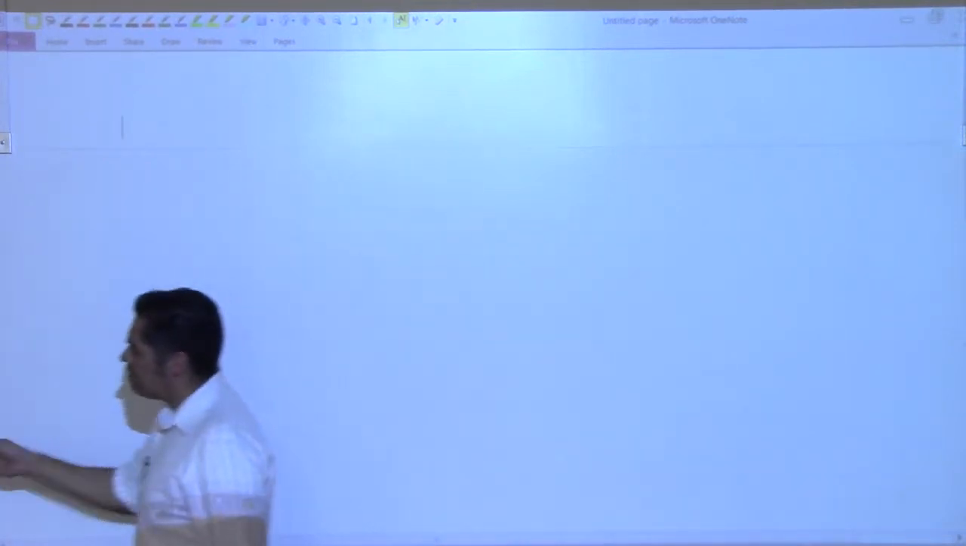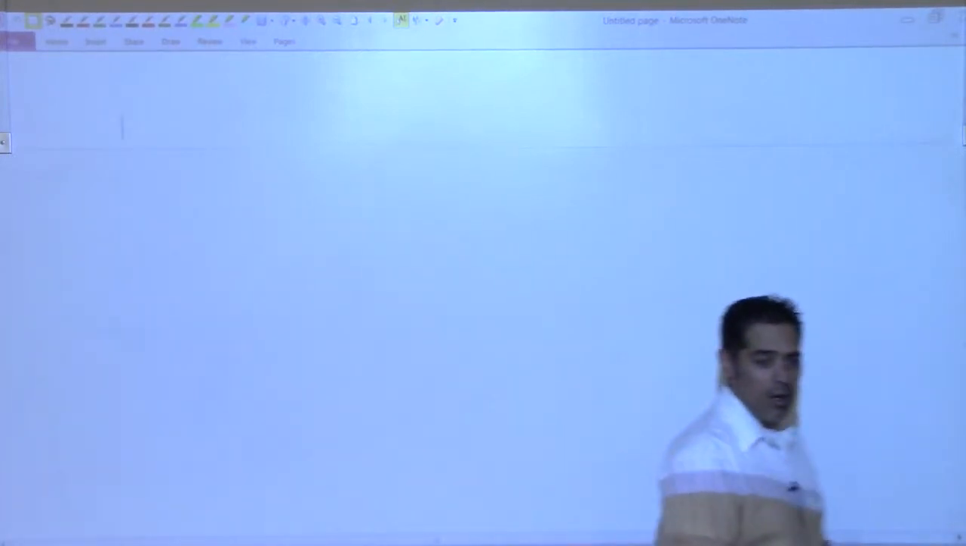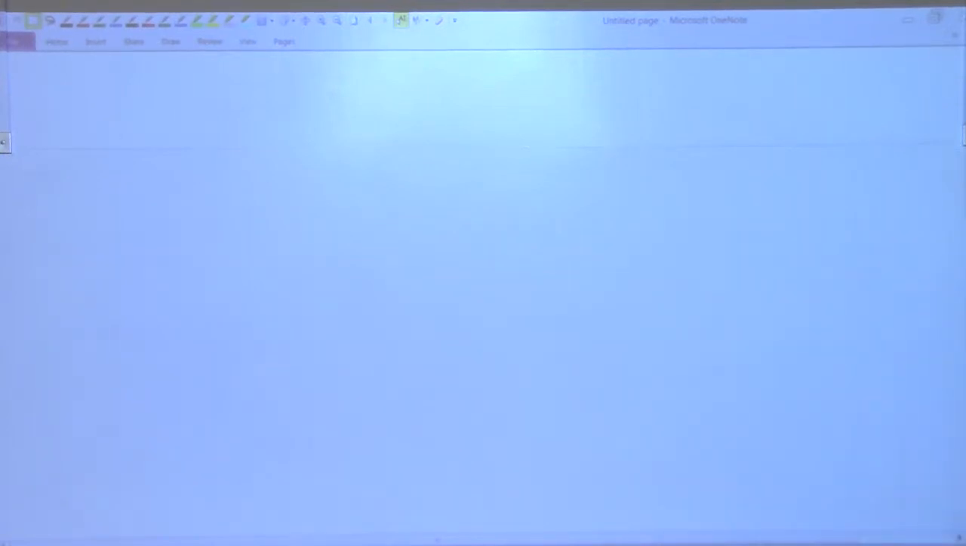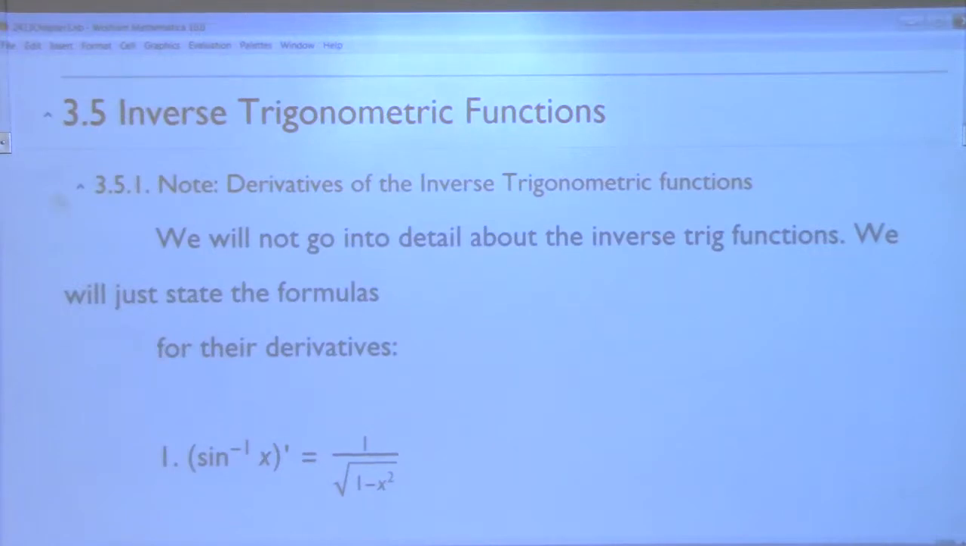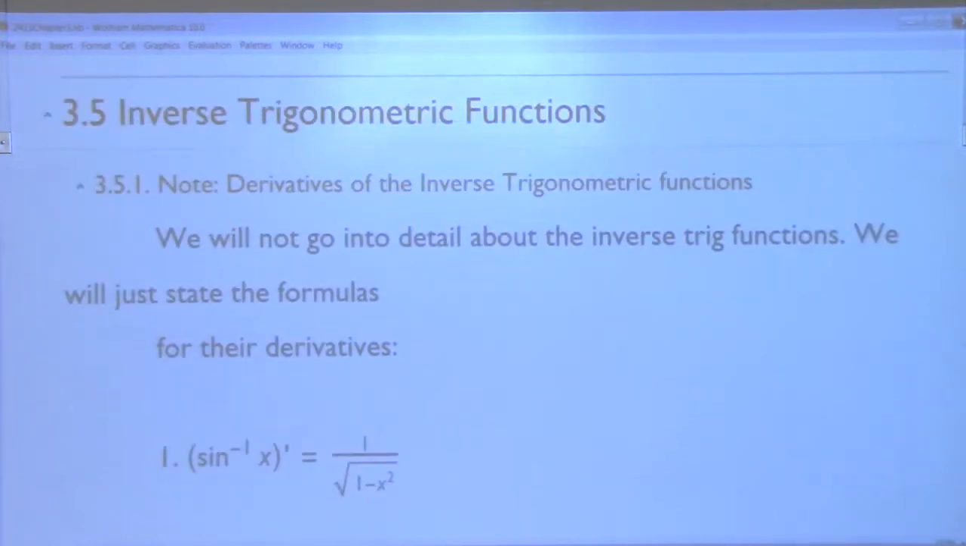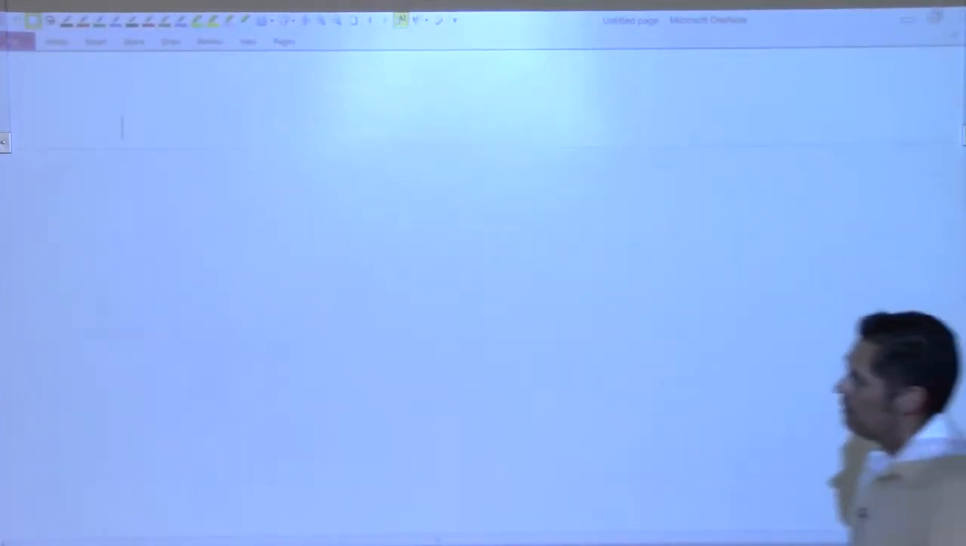So last section was all about, hey, let's talk about the derivatives of exponentials and logs, right? And now this next section, we're going to talk about another category of functions that we have steered clear of. And those are your inverse trigonometric functions. Now, I'm not going to go into a lot of detail, but I do want to give you a little bit of detail, just a little bit.